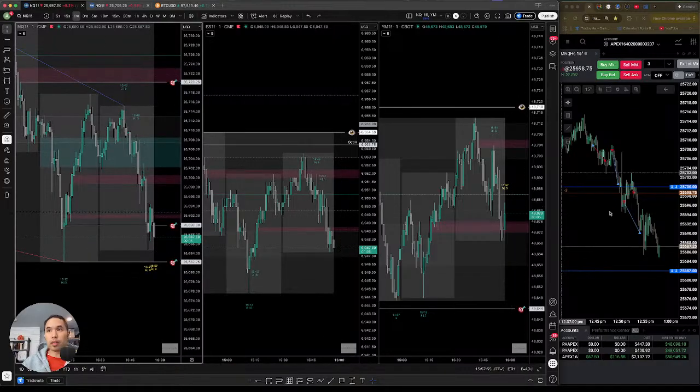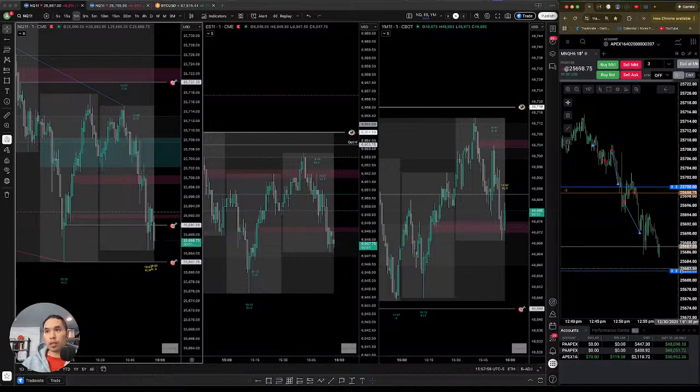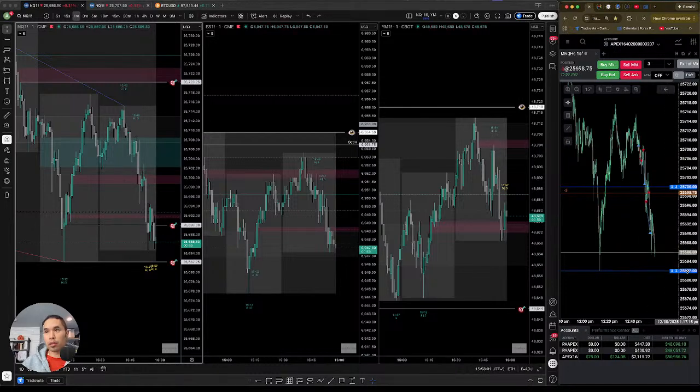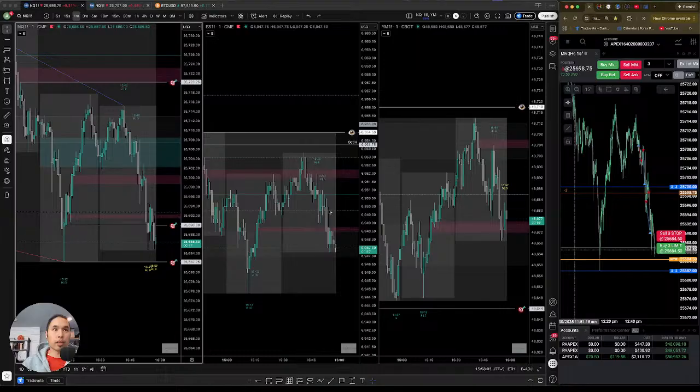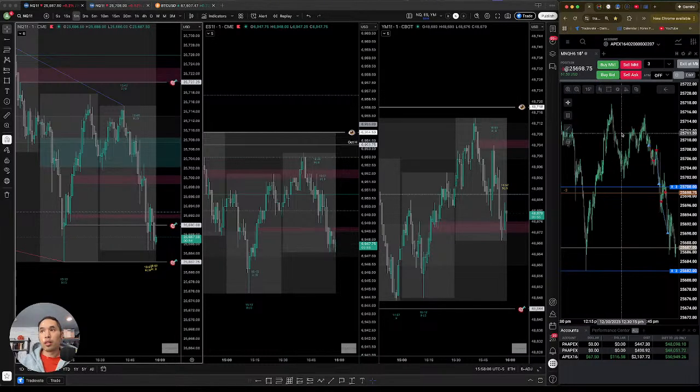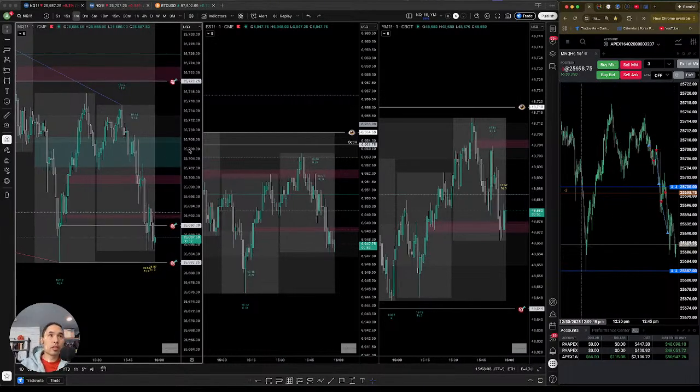So we should hit, what's that? 682 here. 682.25. Should hit this range. Pretty confident in this. 2 more minutes.